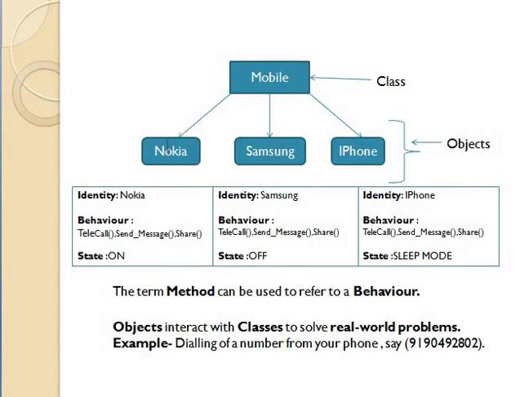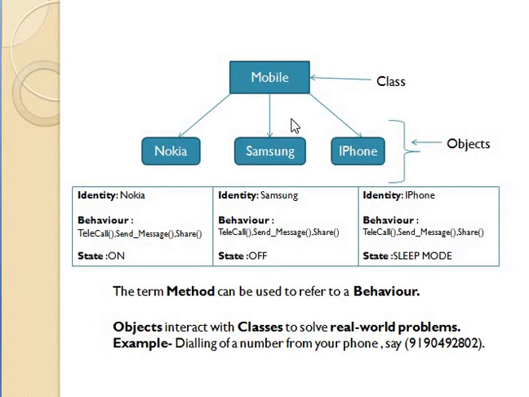In the given figure, Nokia is the identity of the first mobile, Samsung is the identity of the second mobile, and iPhone is the identity of the third mobile. And each of these objects has its own state, like on, off, and sleep mode. Here the state of the Nokia mobile is on, the state of the Samsung mobile is off, and the state of the iPhone mobile is sleep mode.